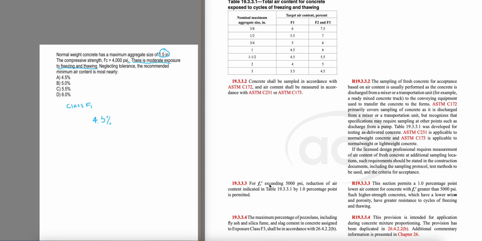And let's just go down to this section here. It says for f'c exceeding 5,000 psi, reduction of air content indicated in table 19.3.3.1 by 1 percentage point is permitted. Well, our target f'c is 4,000 psi, so there's no need to do that reduction. And so our final answer is going to be choice A.